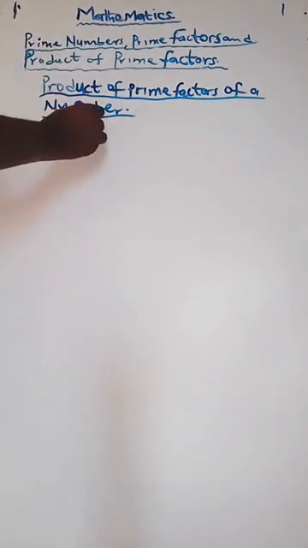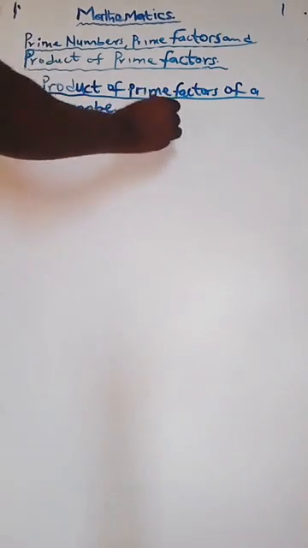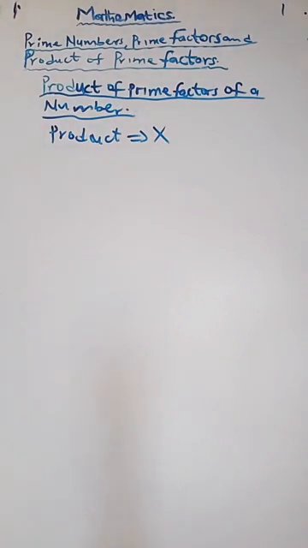Now, let us look at how to find product of prime factors of a number. We have talked about prime numbers. We have talked about prime factors. Now I want to look at how to find product of prime factors of a number in mathematics. When you hear product in mathematics, don't be scared. It means multiplication or times. So now let's look at examples to understand how to find product of prime factors of a number in mathematics.